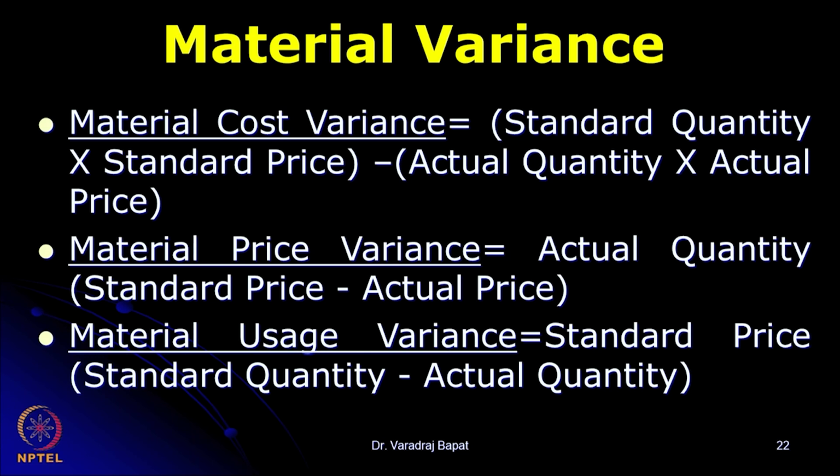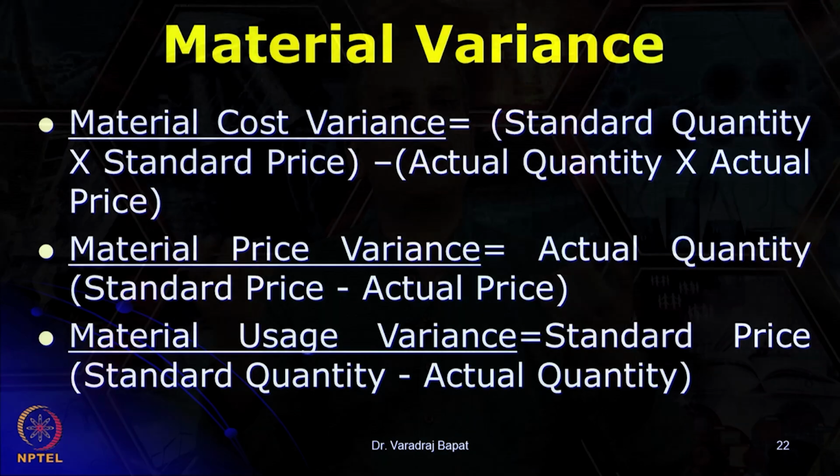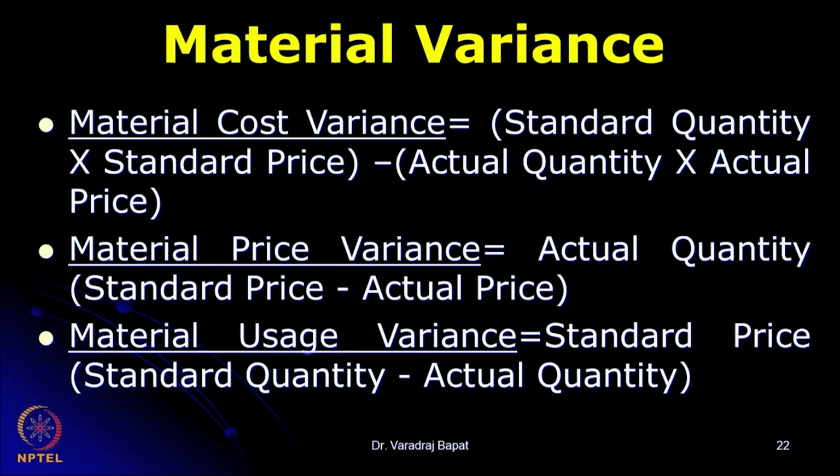So, the total material cost variance is a difference between standard cost and actual cost. That is why it is standard quantity into standard price minus actual quantity into actual price. Then material price variance is a difference between prices, that is standard price minus actual price in bracket multiplied by actual quantity. And for usage variance, it is a difference between the quantity, standard quantity and actual quantity into standard price.